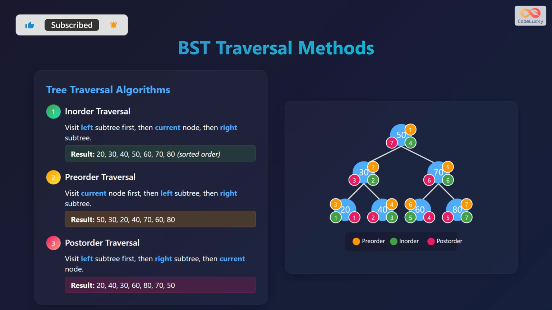Secondly, Preorder traversal, which visits the current node first, then the left subtree and then the right subtree. Thirdly, Postorder traversal, which visits the left subtree first, then the right subtree and then the current node. As illustrated on the visualization, the visit order for each traversal method is highlighted on each node.